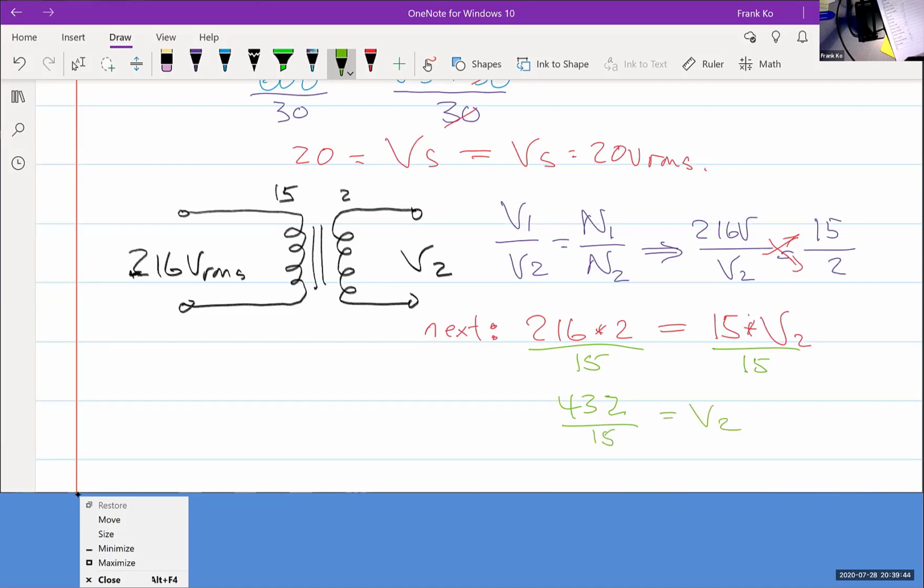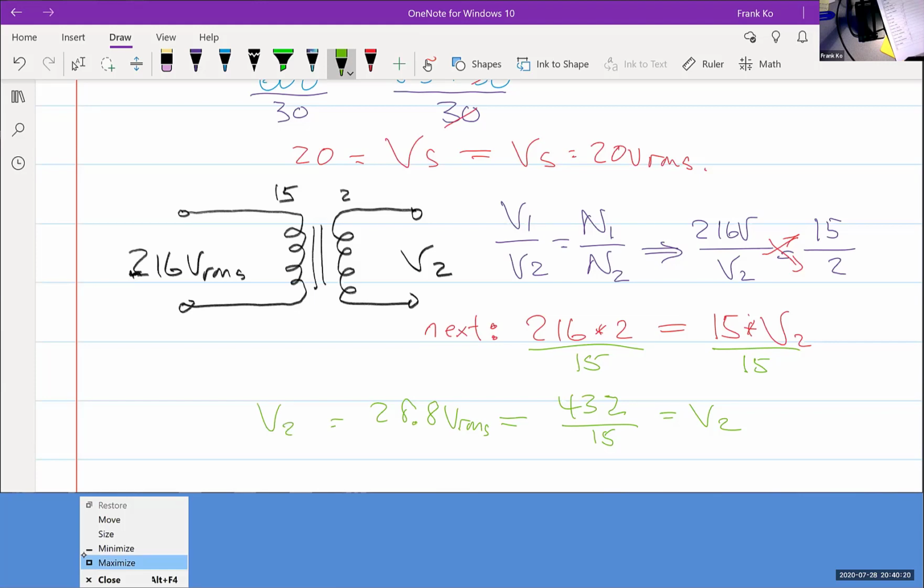Is that correct? And so that would calculate to be what value? Question goes to Carlos. 28.8. 432 divided by 15 is 28.8 V RMS. How many people agree with 28.8 V RMS? And that's equal to V2.